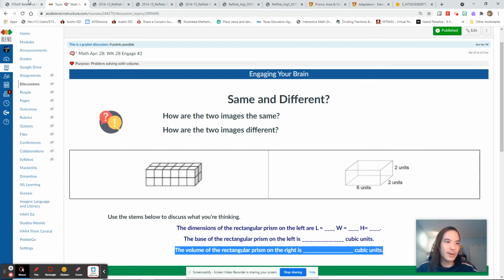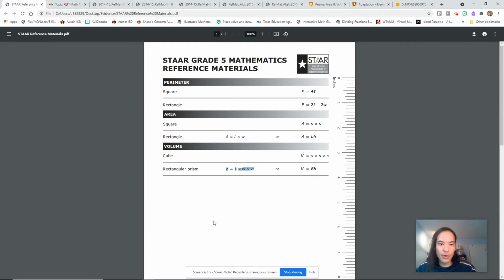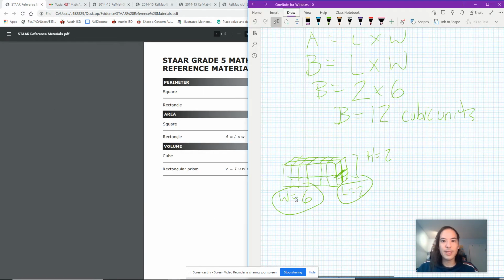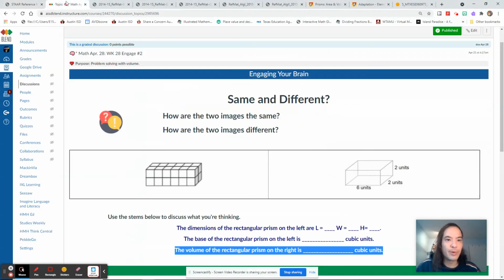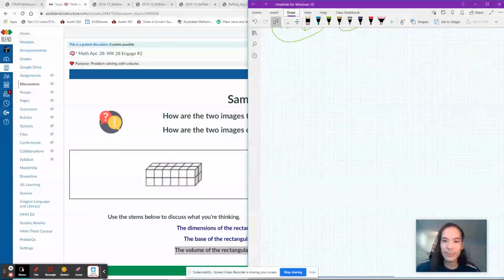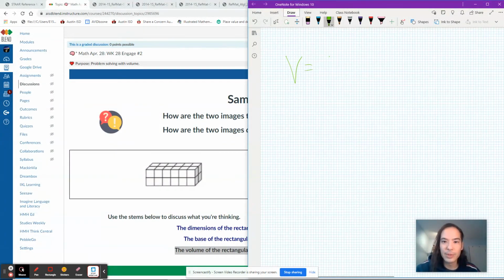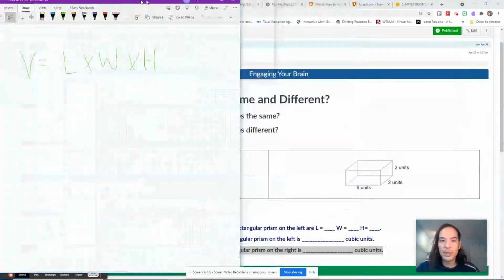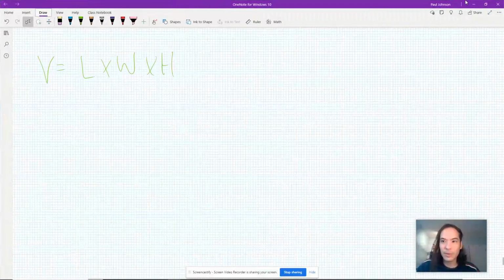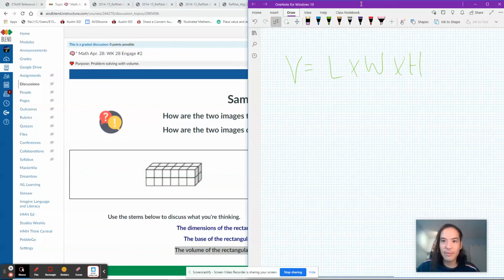So once again, let's get our handy dandy formula for a rectangular prism volume. Volume equals length times width times height. So, let me go over here. Volume is equal to length times width times height. So now what I want to do is I just want to plug in the numbers that we have.